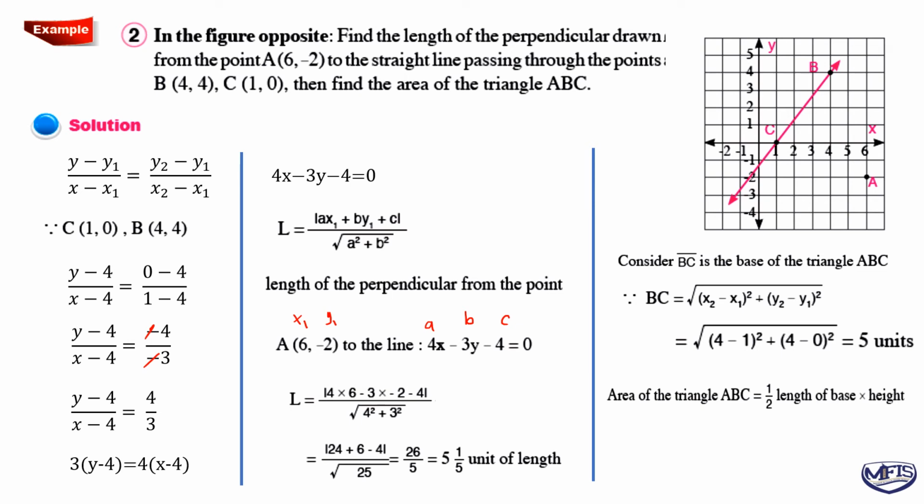And we have the length of the perpendicular from A to the straight line BC, which will be the height of the triangle, which is 5 and 1 over 5 length units. So the area of the triangle will be half times the length of the base times the height, so half times 5 and 1 over 5 times 5, so it will be 13 square units.